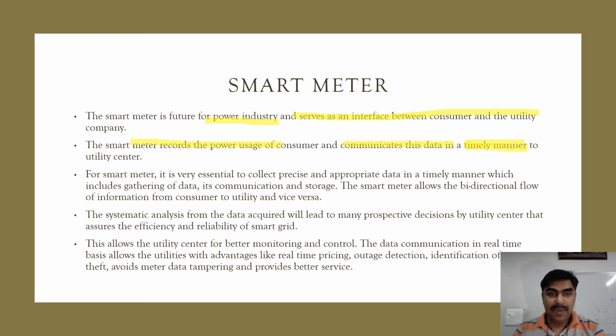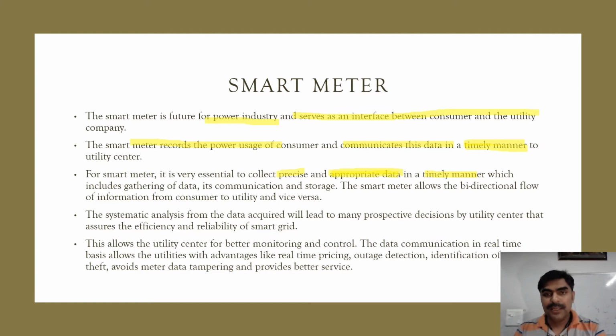So for a smart meter, it is very essential to collect precise and appropriate data in a timely manner. So there are three features. The data should be precise, and exact data means whatever data you want to collect, that appropriate data should be collected, and that data should be collected in a timely manner.